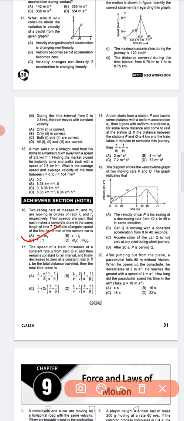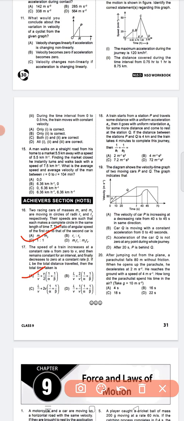Now question number 17. The speed of a train increases at a constant rate alpha from 0 to v, then remains constant for an interval and finally decreases to 0 at a constant rate beta. If L is the total distance travelled, then the total time taken is A, B, C, D. 4 options are given. So question number 17, option A is the correct answer, L by V plus V by 2 into 1 by alpha plus 1 by beta. This is the correct answer.